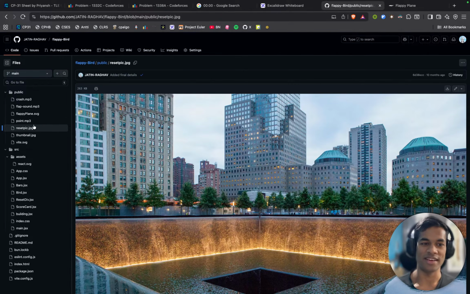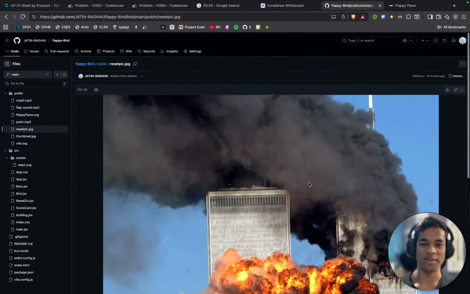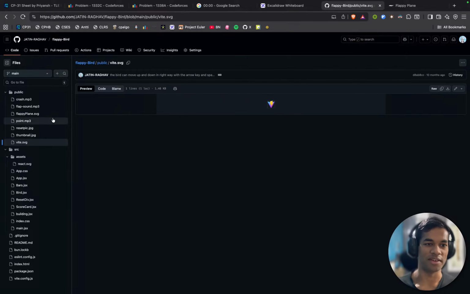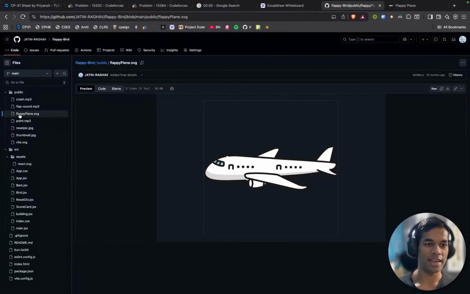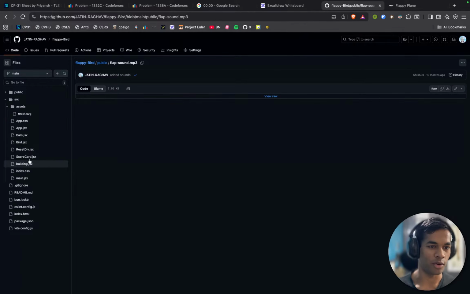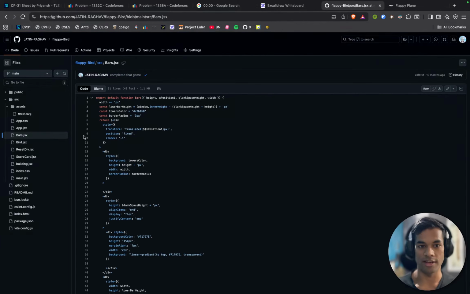This is what is there now. Oh, and we also have white dot svg there. Flappy plane. Why is this called flappy plane? And there are sounds. Okay. The towers are gone. The towers are gone. Bars.js.